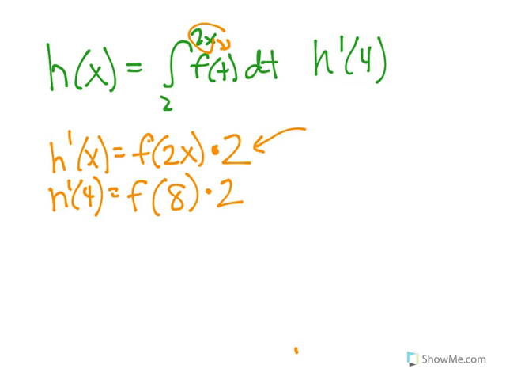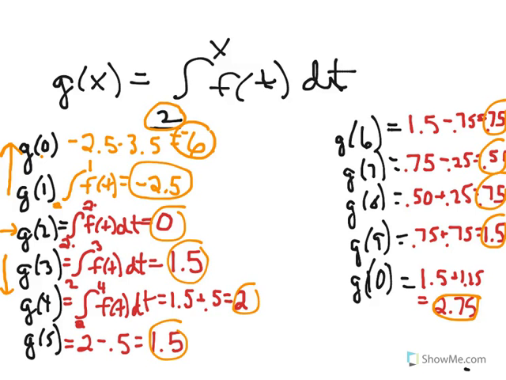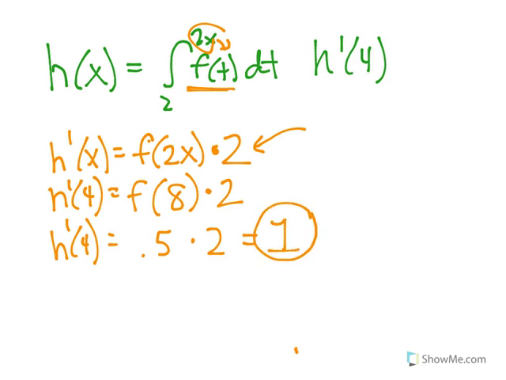So I go back to my graph to find f of 8. Let's see if I can find f of 8. F of 8 is the original graph. F of 8 is 0.5. It's right here. 0.5. And had I known going to the original graph, well, it told me to go to f. So I wrote f right there. H prime of 4 equals 0.5 times 2, which equals 1. So h prime of 4 equals 1.